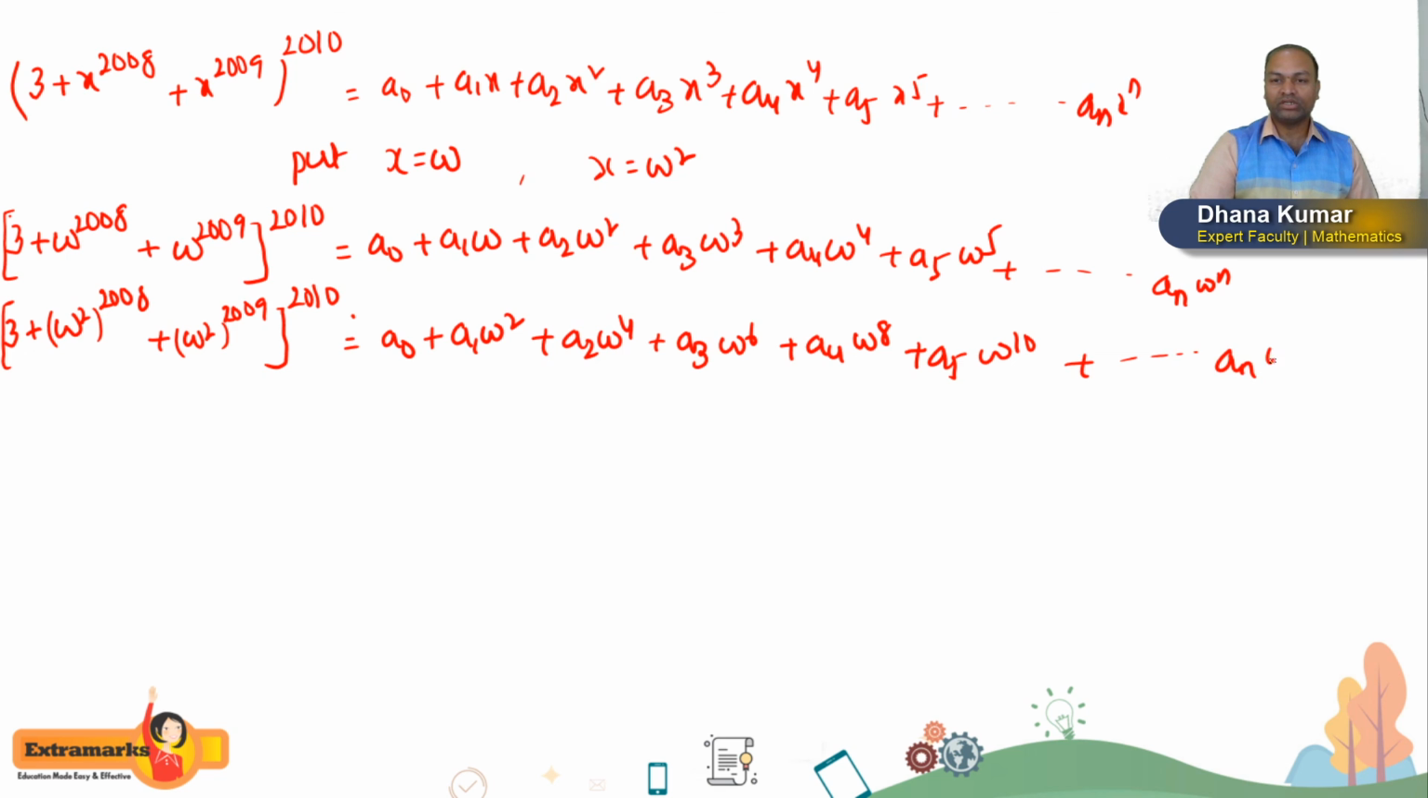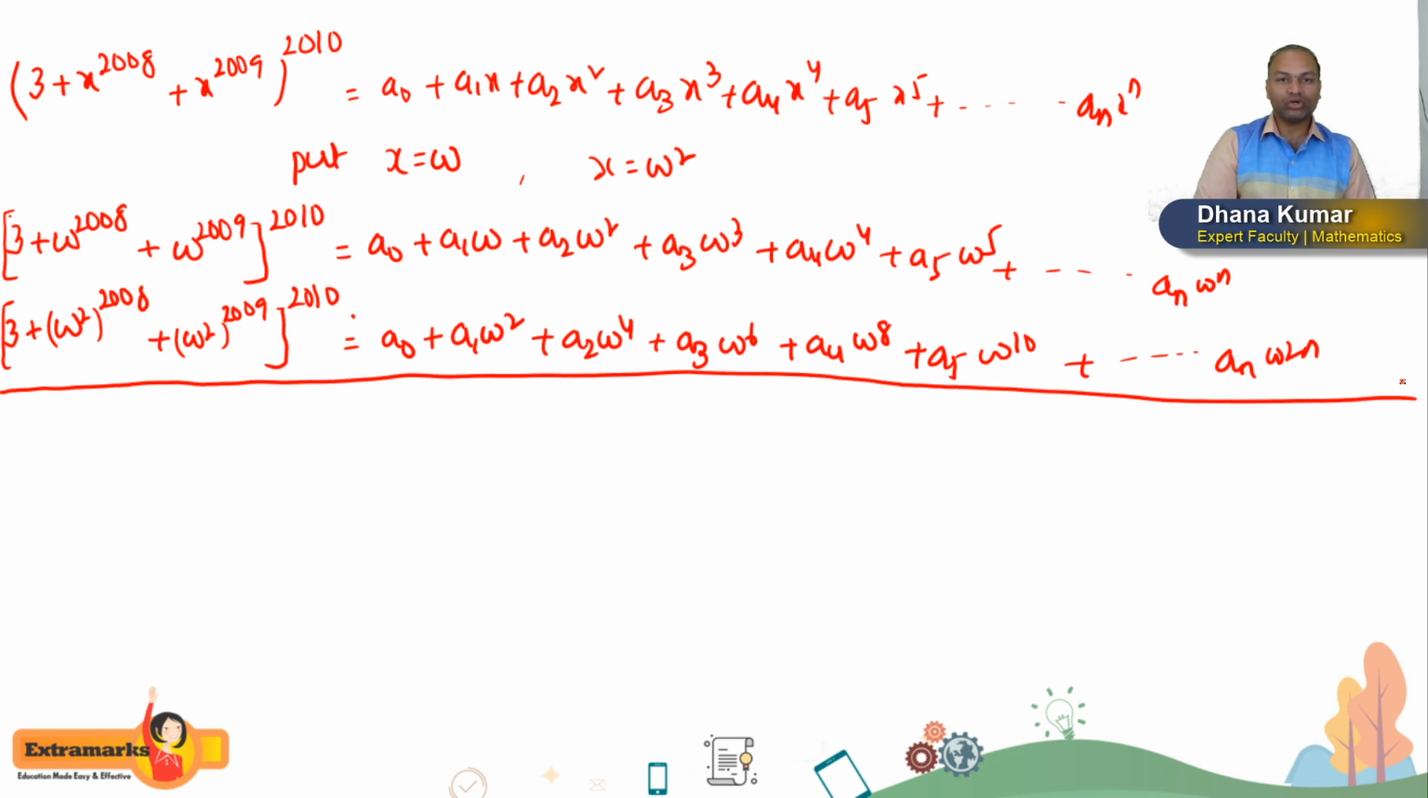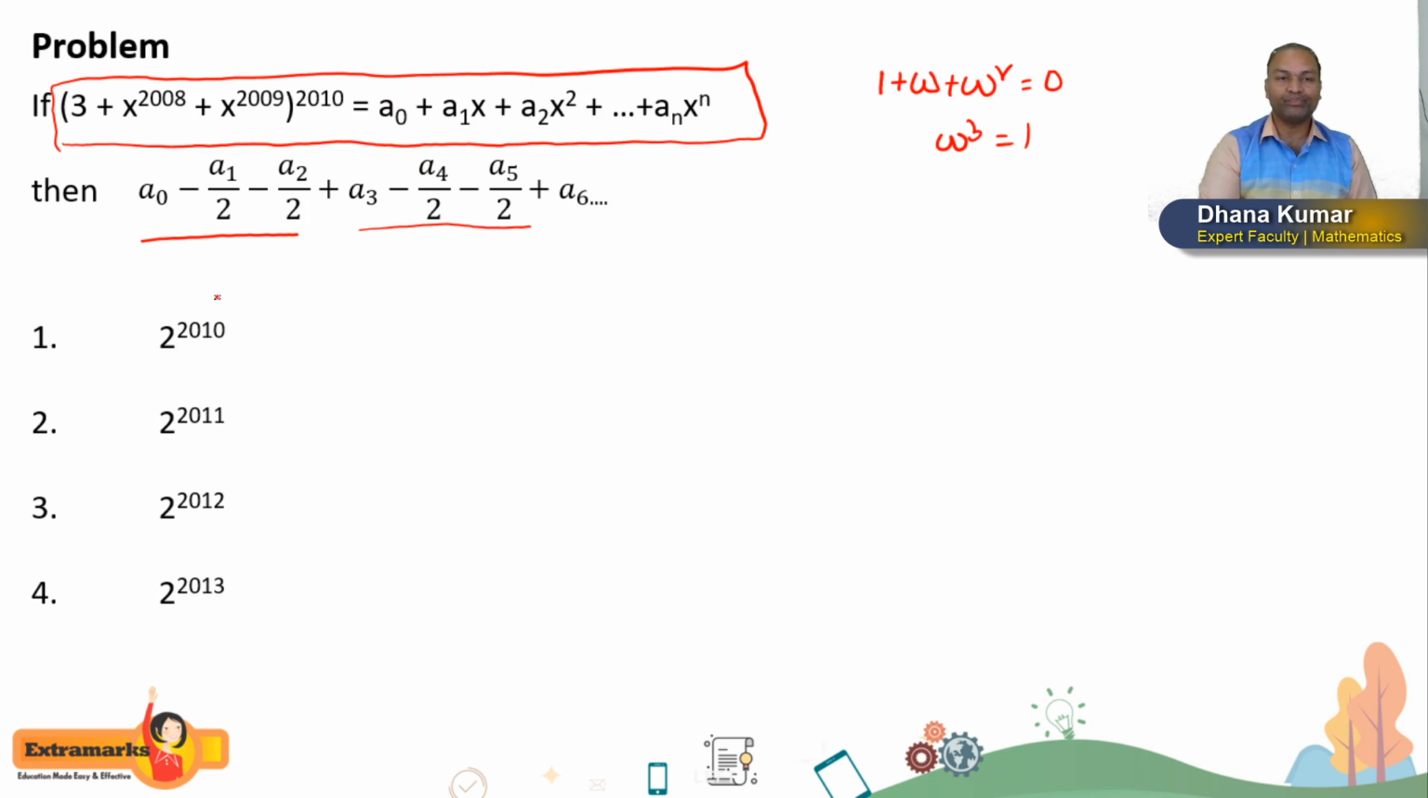Last term, even though if you are not writing, also no problem. After that, add these two equations. Addition. Okay, and see here simplification. Omega power 2008 and omega power 2009 values I am calculating separately. Here I am writing omega power 2008 value using these two formulas only.